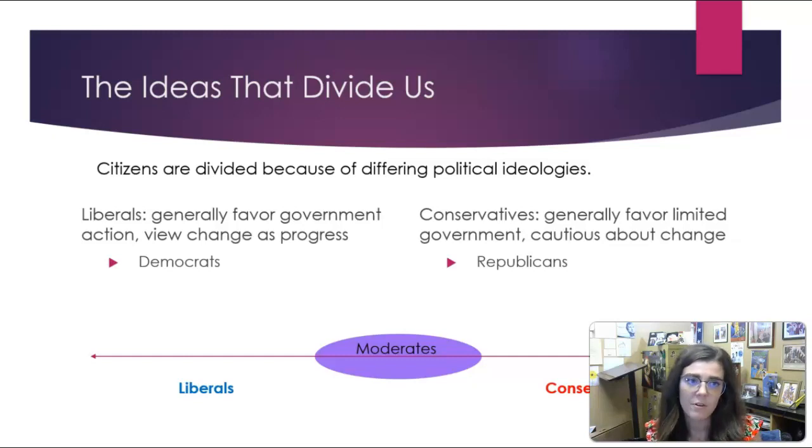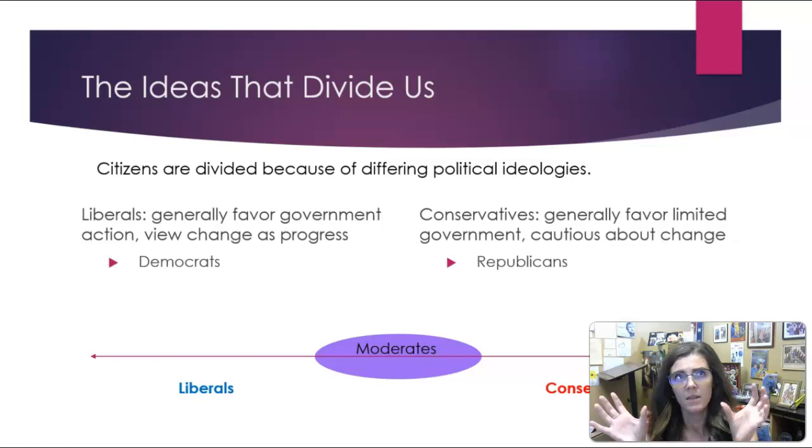Liberals generally favor government action or government intervention in society. They view change in policy or in society as progress, and they have a more collectivist view of society. They want to help groups, they want to help the communities. On the other side, we have conservatives who generally favor limited government. They don't want the government to intervene in their daily lives. They don't want the government to make policy and restrictions. They're also very cautious about change. They are much more traditional than liberals usually. They are also more religious than liberals are.